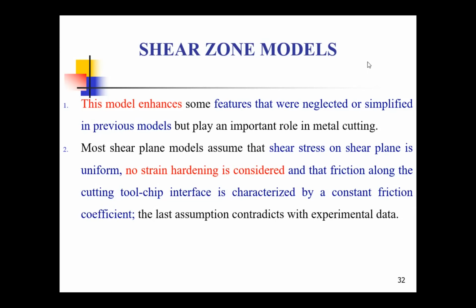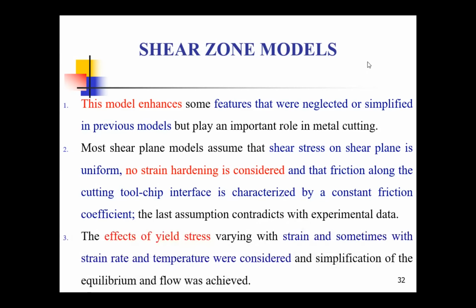Actually mu changes. But in this shear zone model, we consider mu as a constant, because mu is equal to F by N, and since the chip moves, mu tends to change. But here we consider it as a constant. So that is contrary to the experimental data.